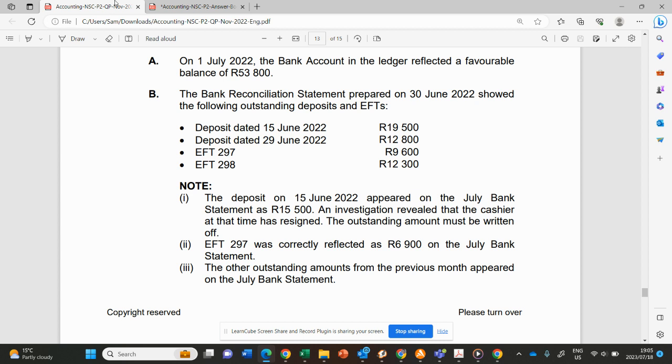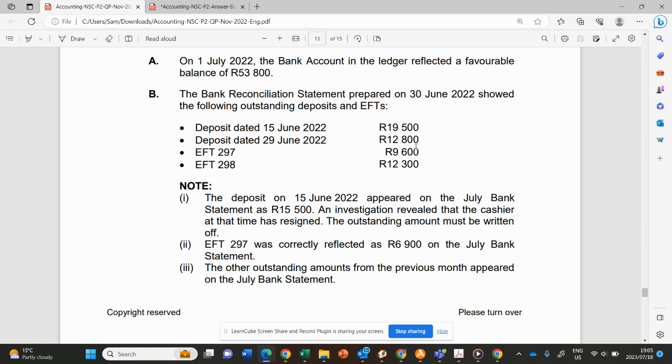Then the following transaction says the EFT 297 was correctly reflected as 6,900 on the bank statement. They say it was correctly recorded. The correct one is the one on the bank statement, which is 6,900. Initially, we recorded this transaction as 9,600 in the CPJ, and they said this one is correct.